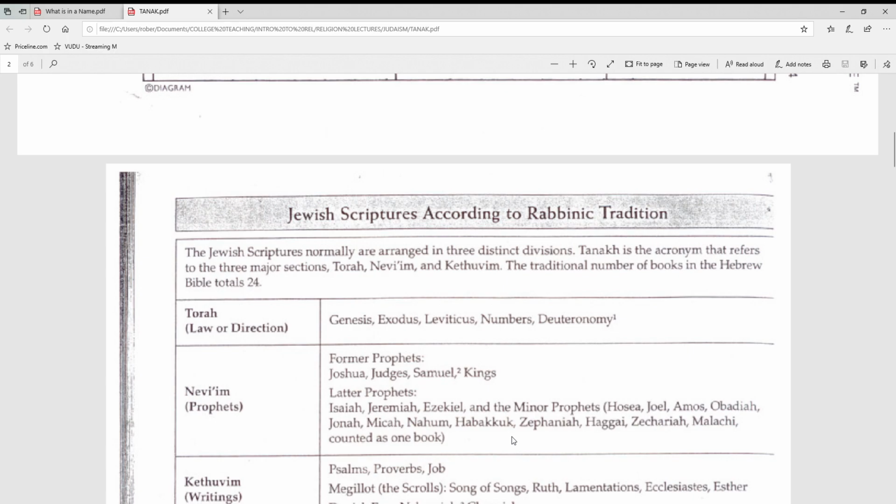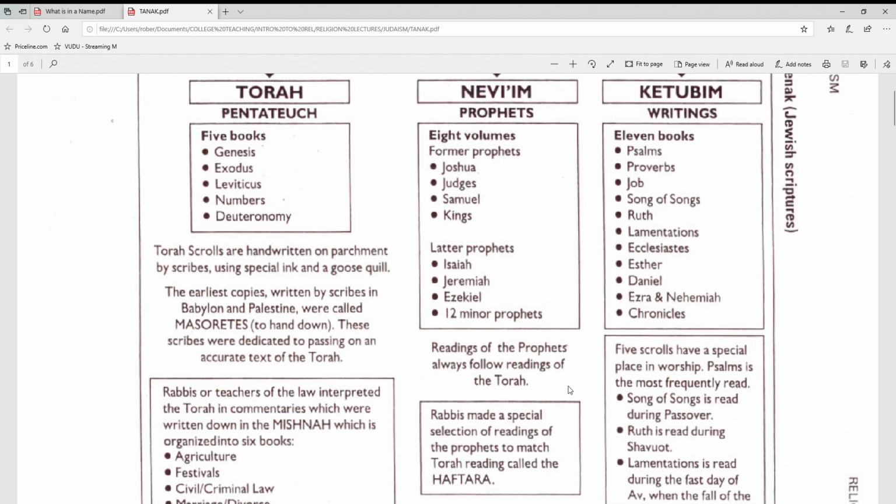Why did this happen? Some of these are read by the rabbi during Shabbat, during Sabbath, the holy day, the weekly celebration for Jews coming together in the synagogue. Some of these prophetic readings match, in terms of what's being discussed, with a reading from the Torah. This matching is called Haftarah. There's your bottom point there.